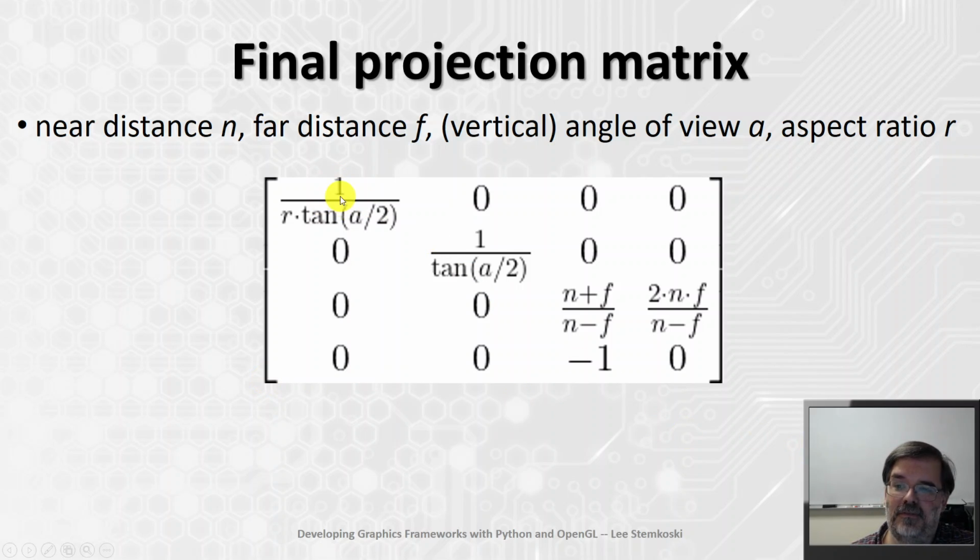And in our previous version, we had written d divided by r and d in these 2 locations, but I just substituted the values of d in terms of a. So this will be an extremely useful matrix to give our scenes that three-dimensional perspective.